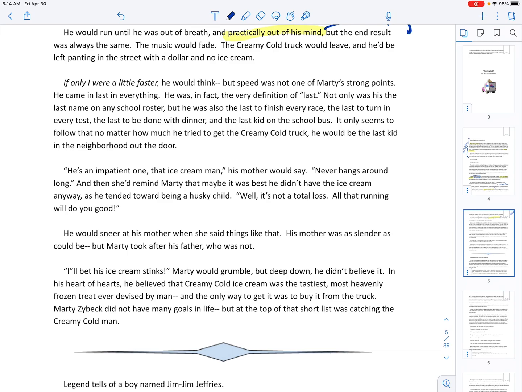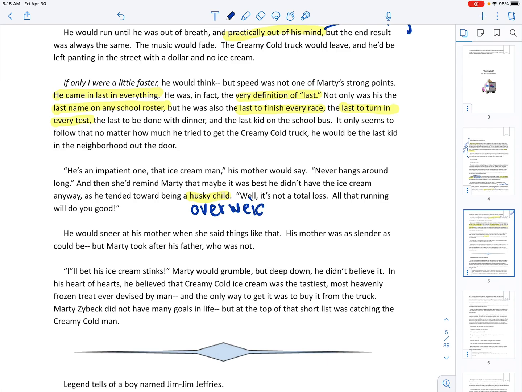So we're getting a lot of description of Marty here. The fact that the author describes him as the very definition of last tells us that he came in last. He was last on the roster. He was last to finish the race. He was last to turn in his test. He just seems to operate a little slower than the rest of the world around him. And his mother is basically telling us that he's husky. Husky is another word for overweight.